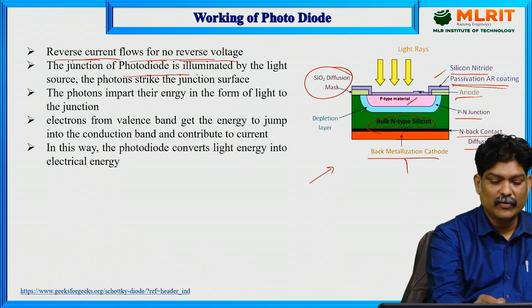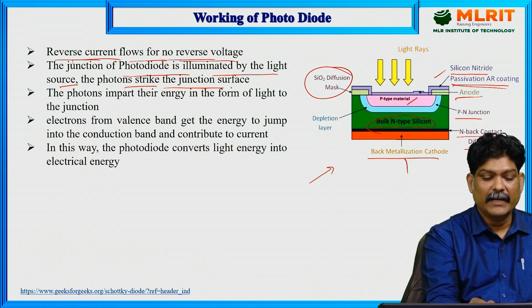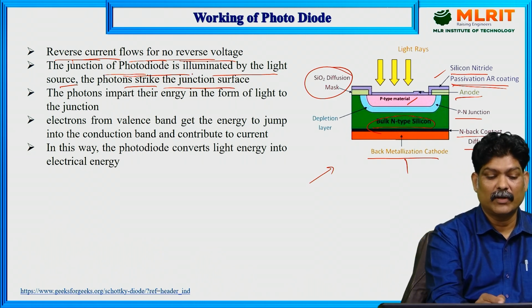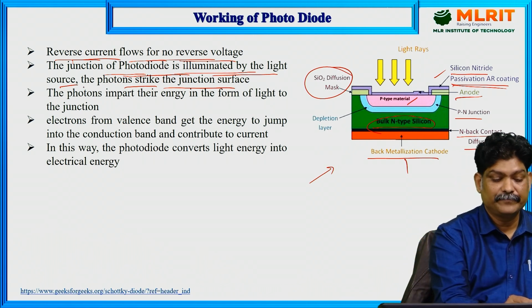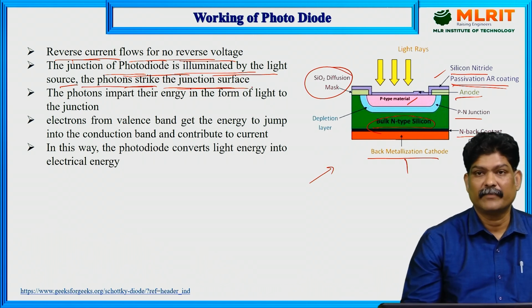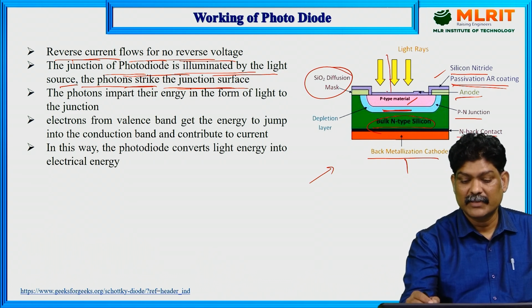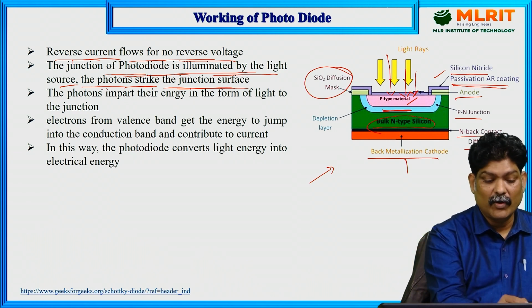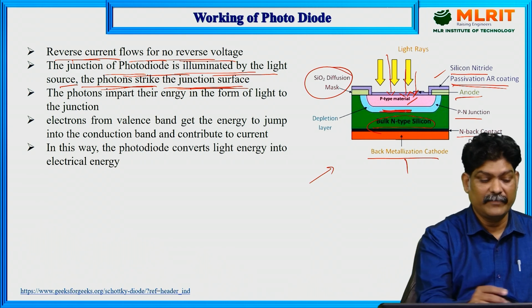The junction of the photodiode is illuminated by the light source, and the photons strike the junction surface. So this is the junction. When light strikes the surface of the photodiode, photons strike the junction surface. So this is the junction surface.